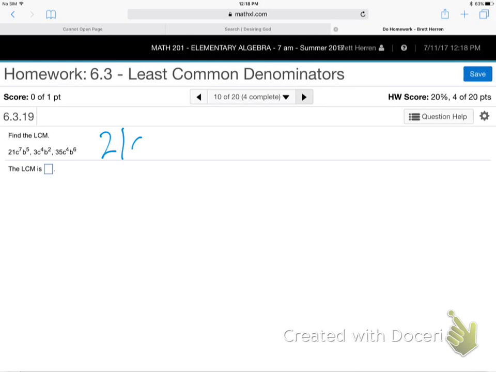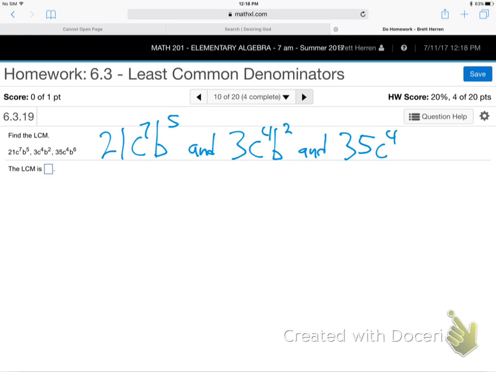All right, so 21 c to the 7th b to the 5th, and 3 c to the 4th b squared, and 35 c to the 4th b to the 6th. Okay, 3 of them. So go ahead and do the numbers first, right? Do the box thing and put the 21, the 3, and the 35 in the box. Use a calculator if you need to. And then when you're done with that, you do the letters. Remember how you're going to do the letters? You just take the highest power of c, the highest power of b, you're done.